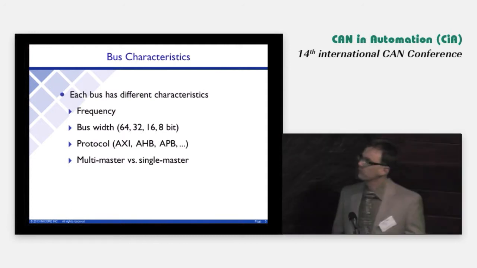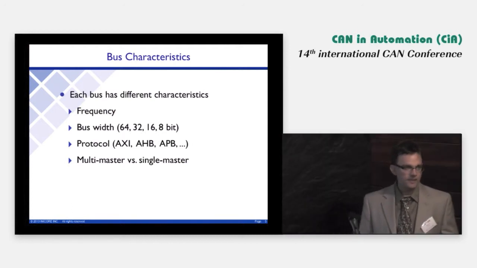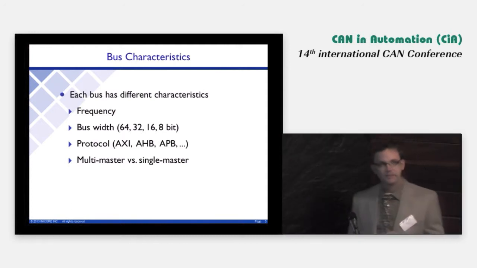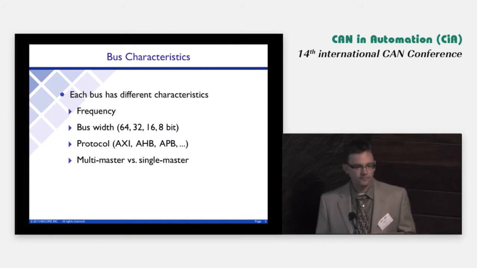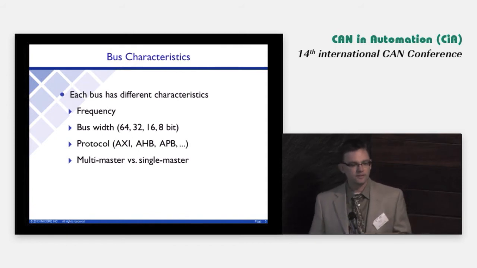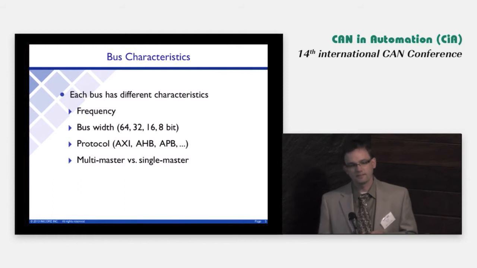And there are other characteristics of the buses. So we saw the frequencies, but the bus width is different. It could be 64 bits for the system bus and maybe 16. It's getting unlikely, but sometimes it happens that 16-bit is the peripheral bus. Different protocols have different characteristics. We can have multi-master buses or single-master buses.